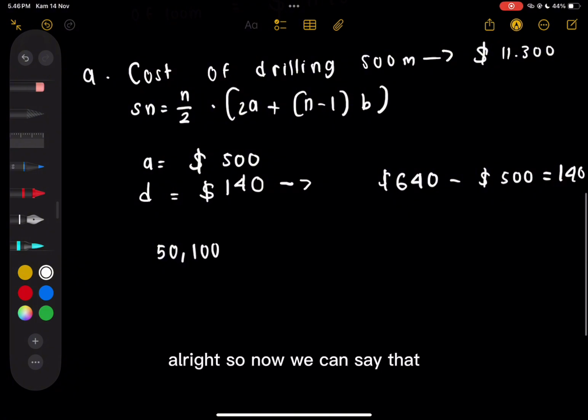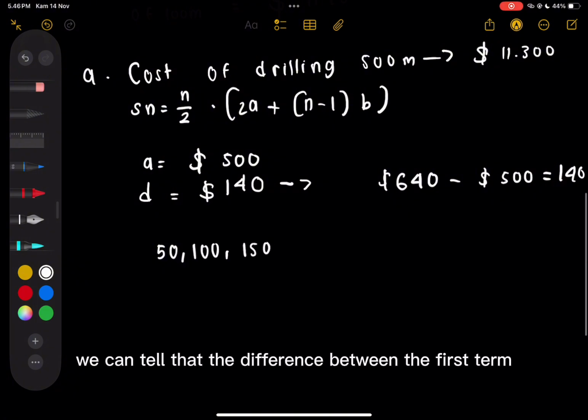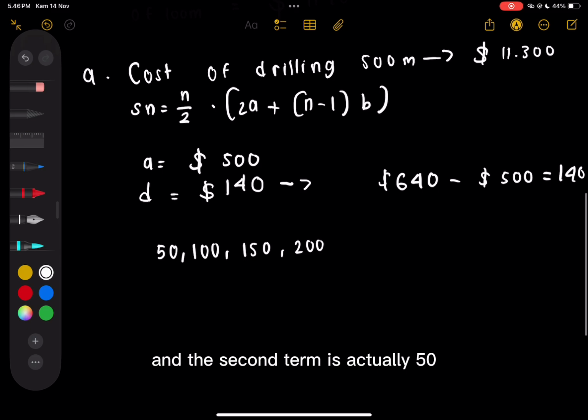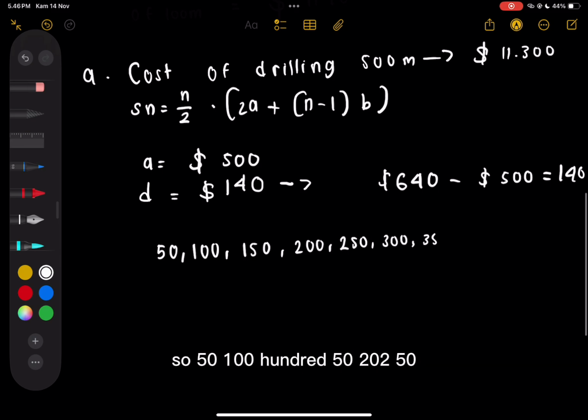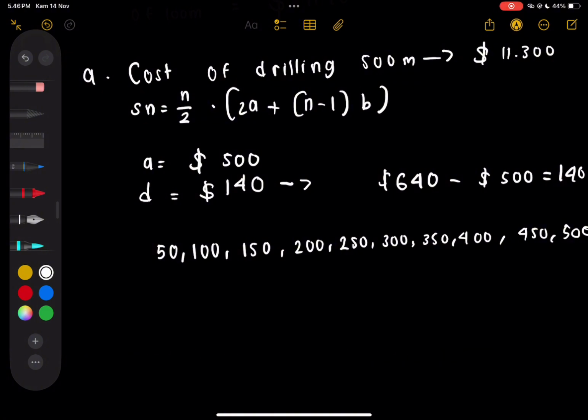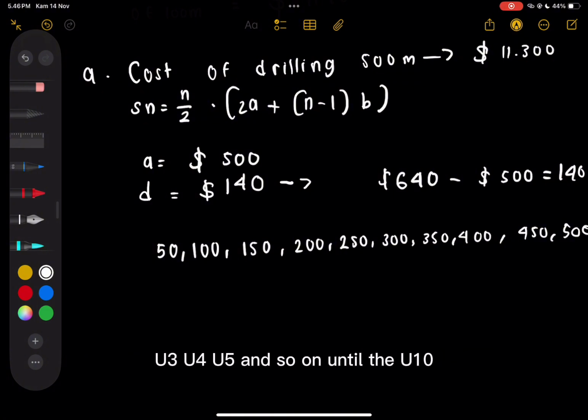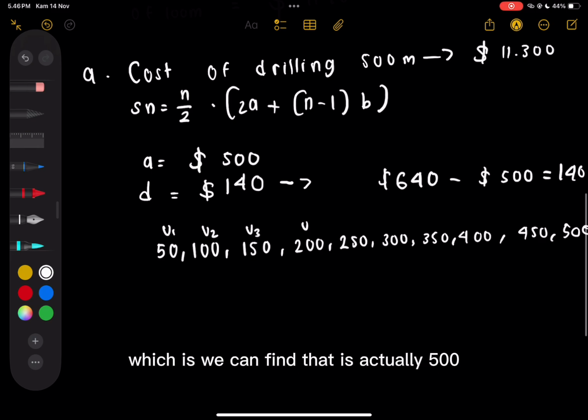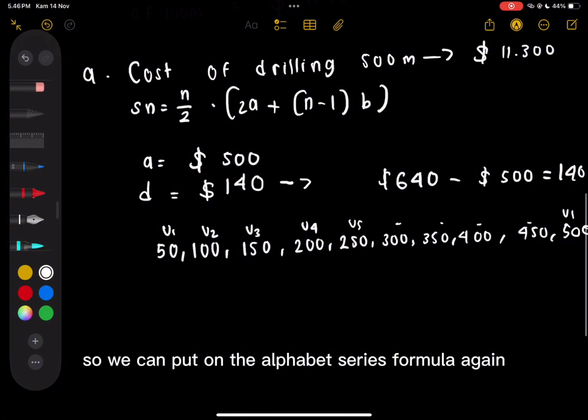Alright, so now we can tell that the difference between the first term and the second term is actually 50. So we could just add up until 500 meters. So 50, 100, 150, 200, 250, 300, 350, 400, 450, and also 500. So that's U1, U2, U3, U4, U5, and so on until U10, which we can find is 500. So we can put in the arithmetic series formula again.